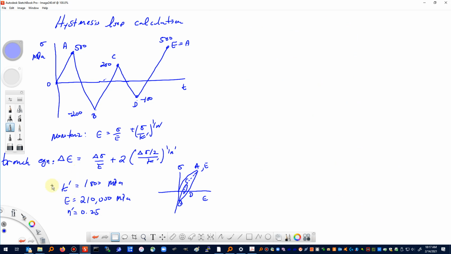And the story is in this plot on this page. I'll emphasize it in red. First we go from C to D. Then we go from C to A using the branch equation from B to A. So we're going to look at the loading segment D to E. Gets us back up to 500.